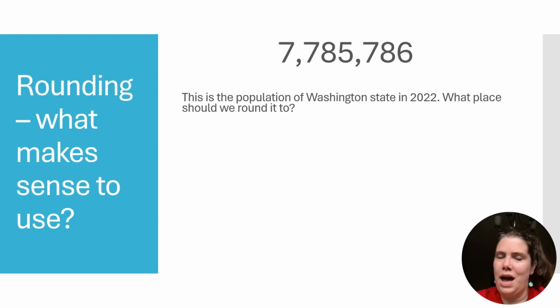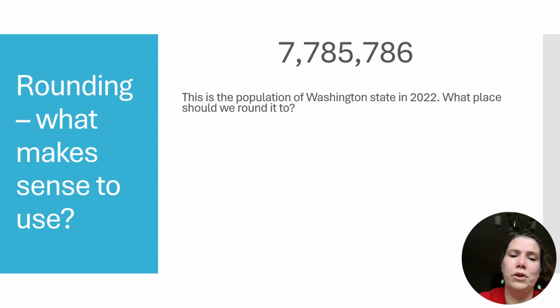So now that we know how to round to different place values, we want to consider what is actually the most helpful place value to round to. So I have here the population of Washington State, 7,785,786. And we want to just consider, is it helpful to round this to the nearest 10? Would that clarify this for people? Would it be useful in an article? Would it be helpful to round to the nearest million? It all depends on your context and what you're doing it for.